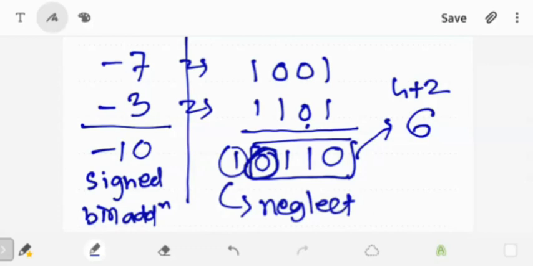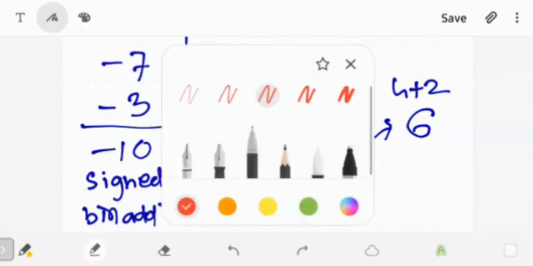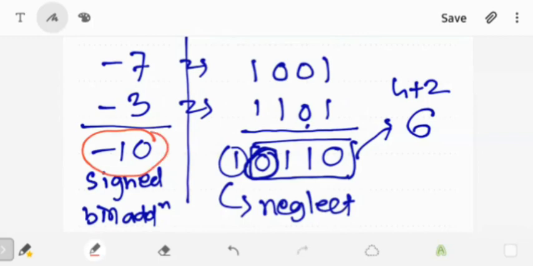Okay. So all of you understood this. -7 and -3. The sum of these two numbers, the result would have been -10. But we are unable to get the correct result. Why? The sum is less than -8. If any result value is less than -8 or greater than 7, the correct answer won't come in this approach. This answer is resulting into this value.